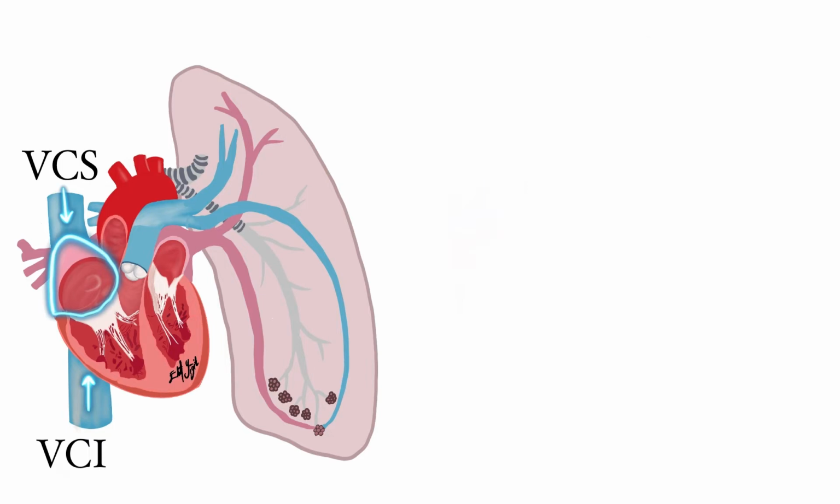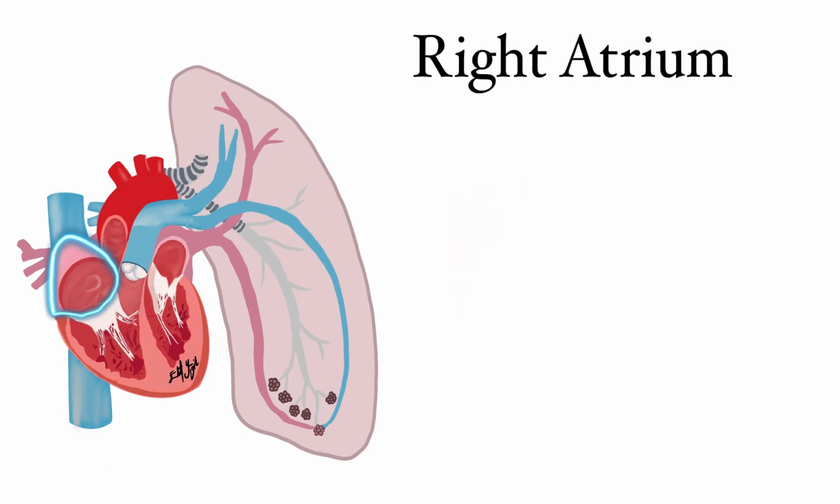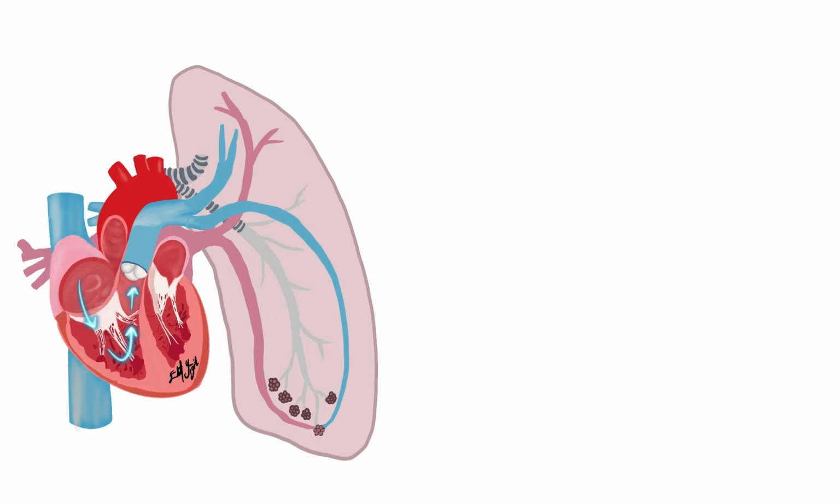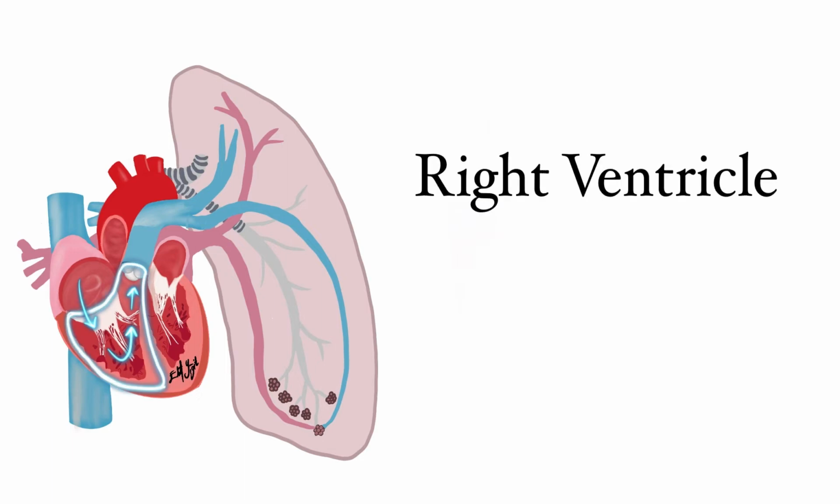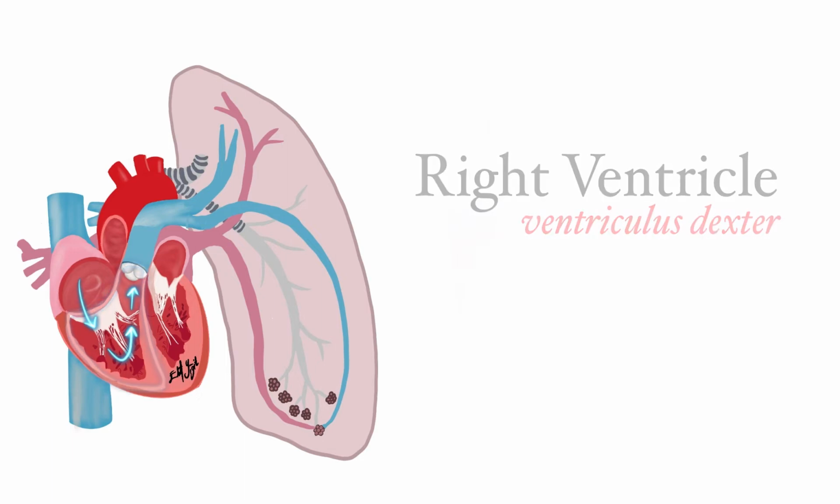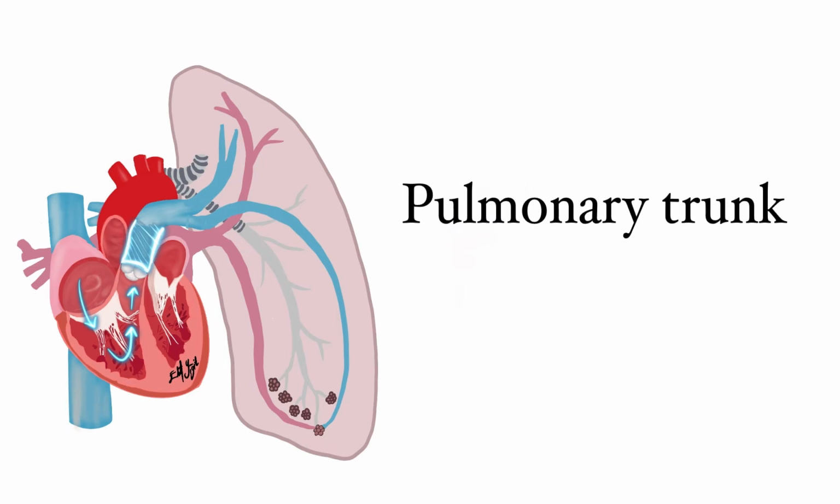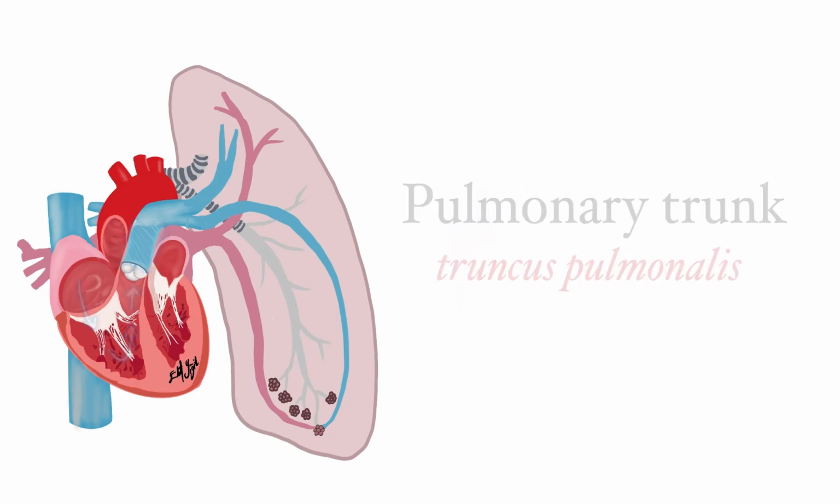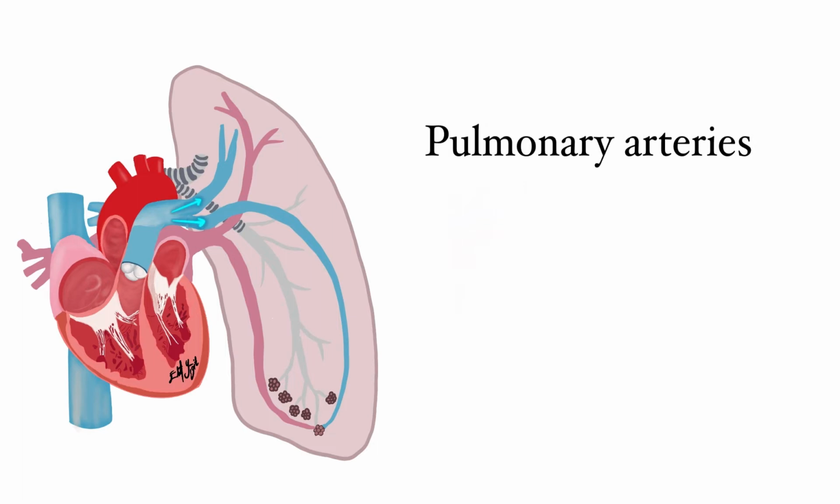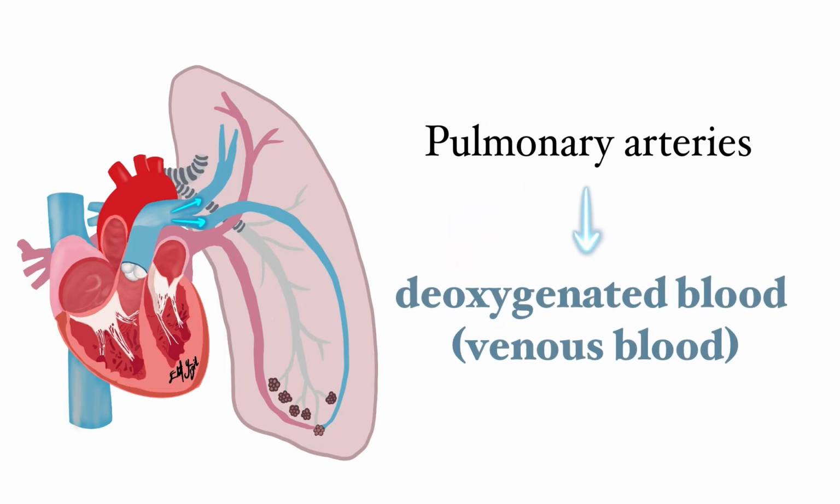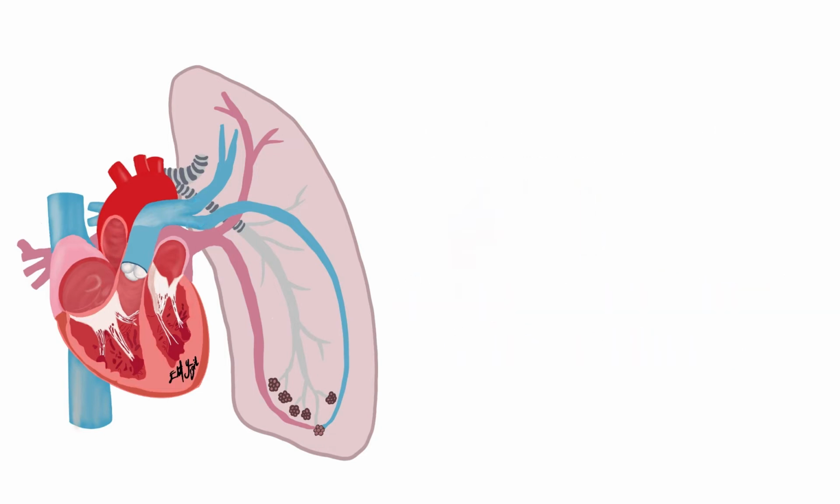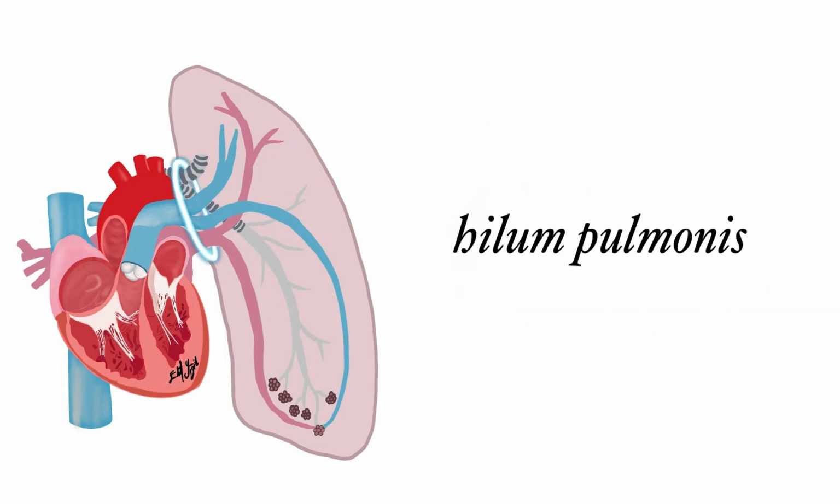These veins carry deoxygenated blood into the right atrium of the heart. Right atrium is also known as atrium dextrum in Latin. Deoxygenated blood from the right atrium passes into the right ventricle, ventriculus dexter. The blood passes from there to the lungs with the pulmonary trunk, truncus pulmonalis. Truncus pulmonalis divides into pulmonary arteries. Please note that although the pulmonary arteries are arteries, they carry deoxygenated blood after passing hilum pulmonis. Hilum pulmonis means hilum of lungs.